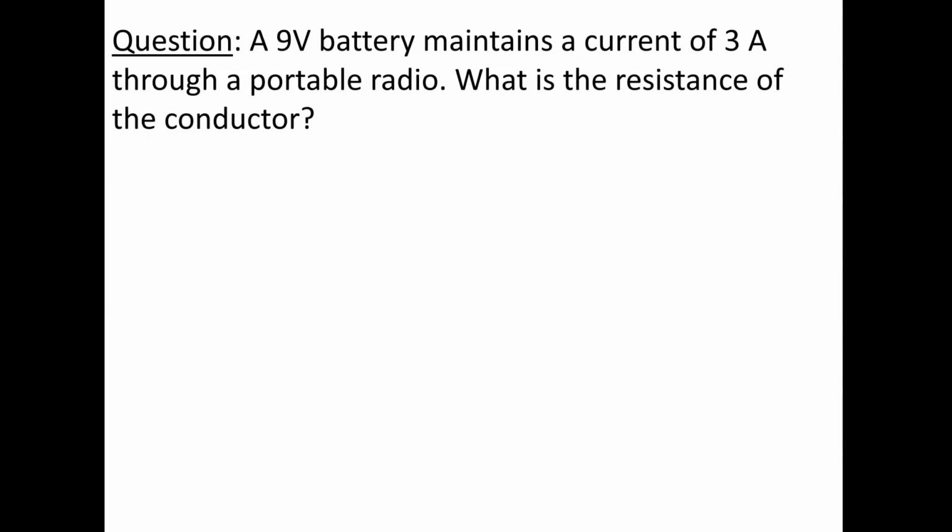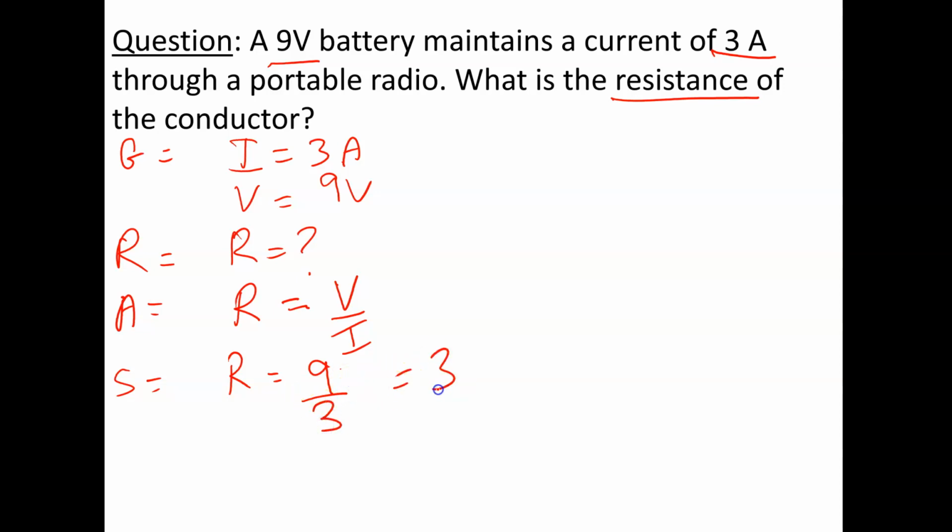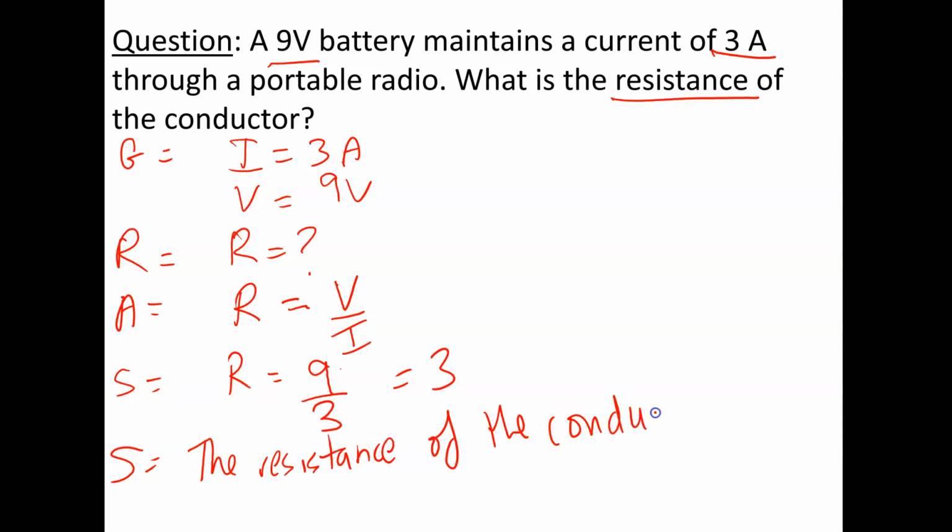The last problem that I'm going to do with you is this one. A 9-volt battery maintains a current of 3 amp through a portable radio. What is the resistance? So first of all, what are we given? We are given current, which is 3 amp. We are given voltage, which is 9 volts. What is required? Resistance is required. What is the analysis? R is equal to V over I. And so the solution is plugging in those values. So it's 9 divided by 3, which is 3. So the statement is going to be: the resistance of the conductor is 3 ohm. Okay, and that is how you do these problems.